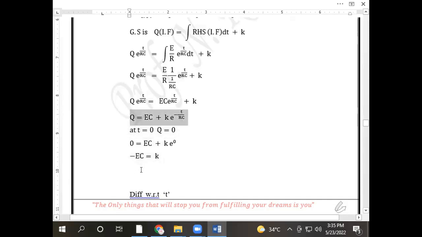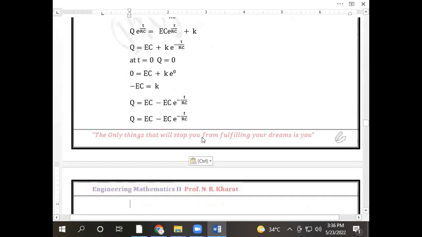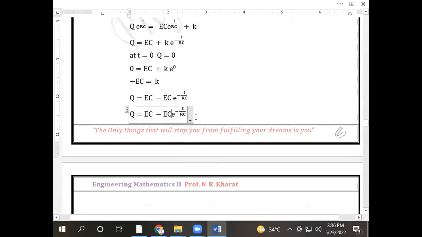We have to put the value of this k in this equation. So we get the value of Q, replacing k by minus EC. In the next step, we can take EC common from both the terms. Then we get EC times one minus e raised to minus t upon RC. After taking EC common, this is the charge at any time t.